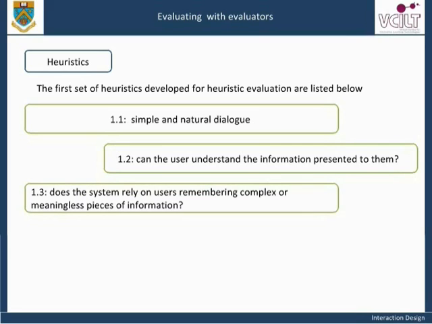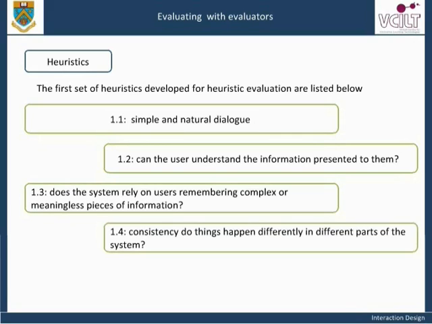1.3 Does the system rely on users remembering complex or meaningless pieces of information? E.g. pressing Ctrl plus Alt plus Del is a pretty meaningless way to bring up the task manager for a novice user. Another example might be a system in which users cannot copy information from one window to another. Therefore, systems should be designed to avoid this, another reason for more iterative prototyping.